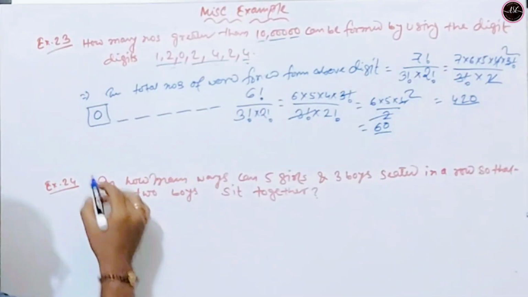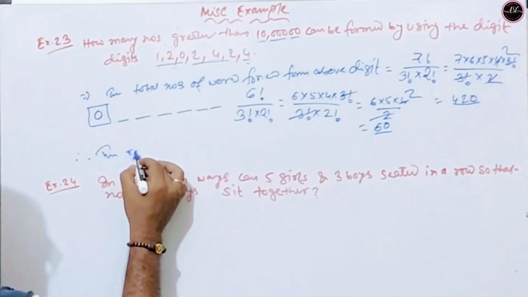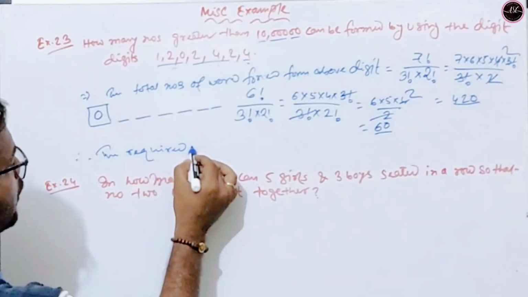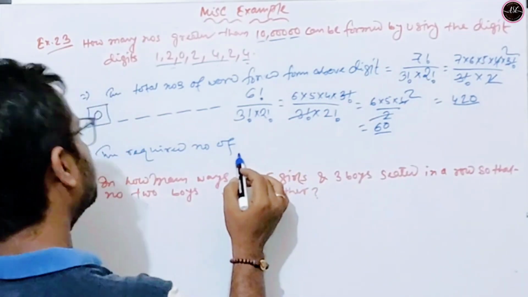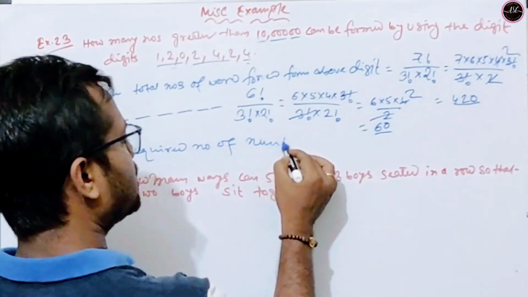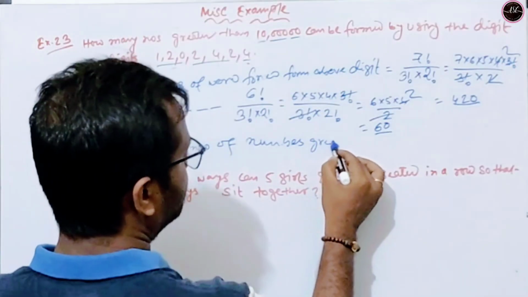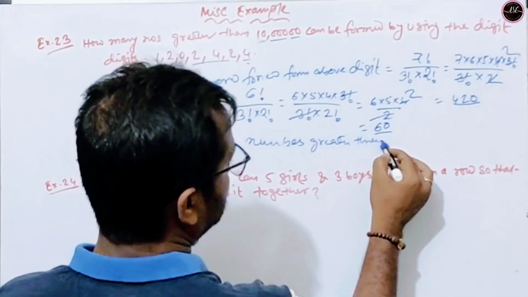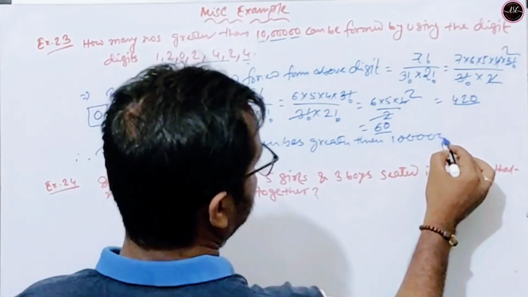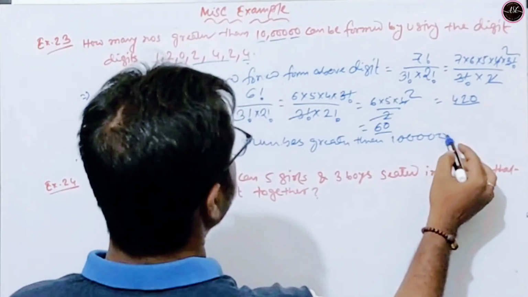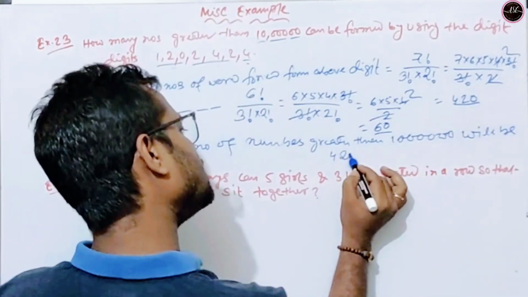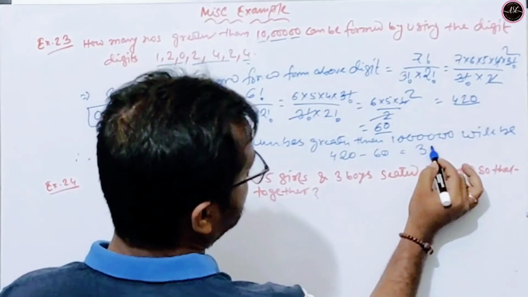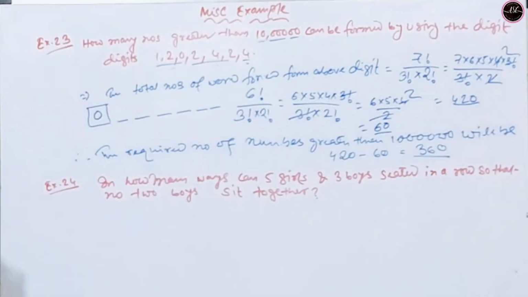Okay, so therefore the required number of numbers greater than 10 lakh will be just 420 minus 60. We have 360 numbers. Okay.